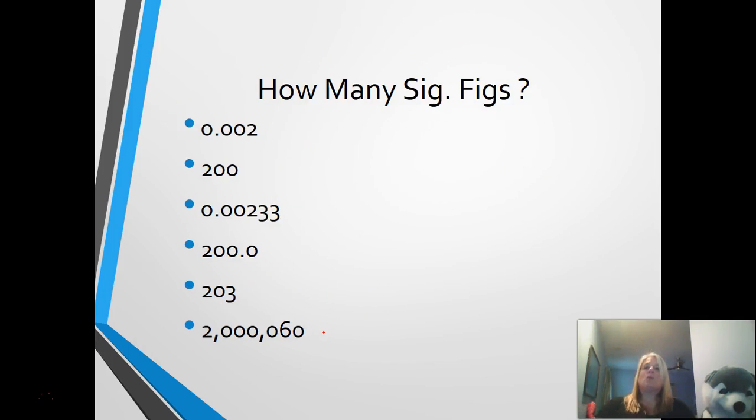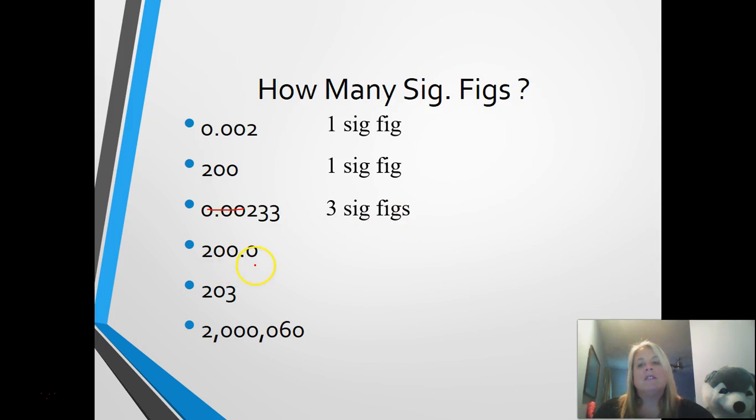All right, let's try some more. What about 0.002? How many significant figures are there? Well, this is rule number 2. Zeros at the front, never. So if you said 1 significant figure, you are correct. Here is 200. So we have zeros at the end. This is rule number 4. Zeros at the end, it depends if there's a decimal. There is no decimal, so you should have said 1 significant figure. Those zeros are not significant. Here's another one, 0.00233. Rule number 2, zeros at the front, not significant. So if you said that you had 3 significant figures, you are correct.